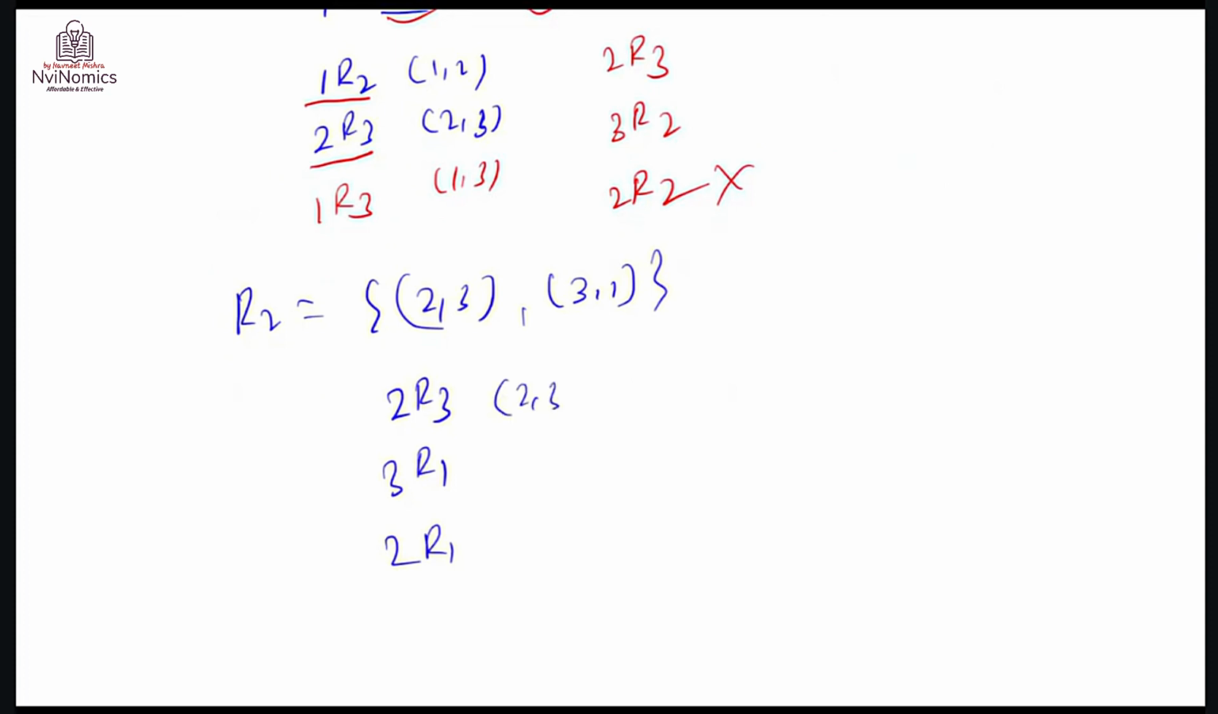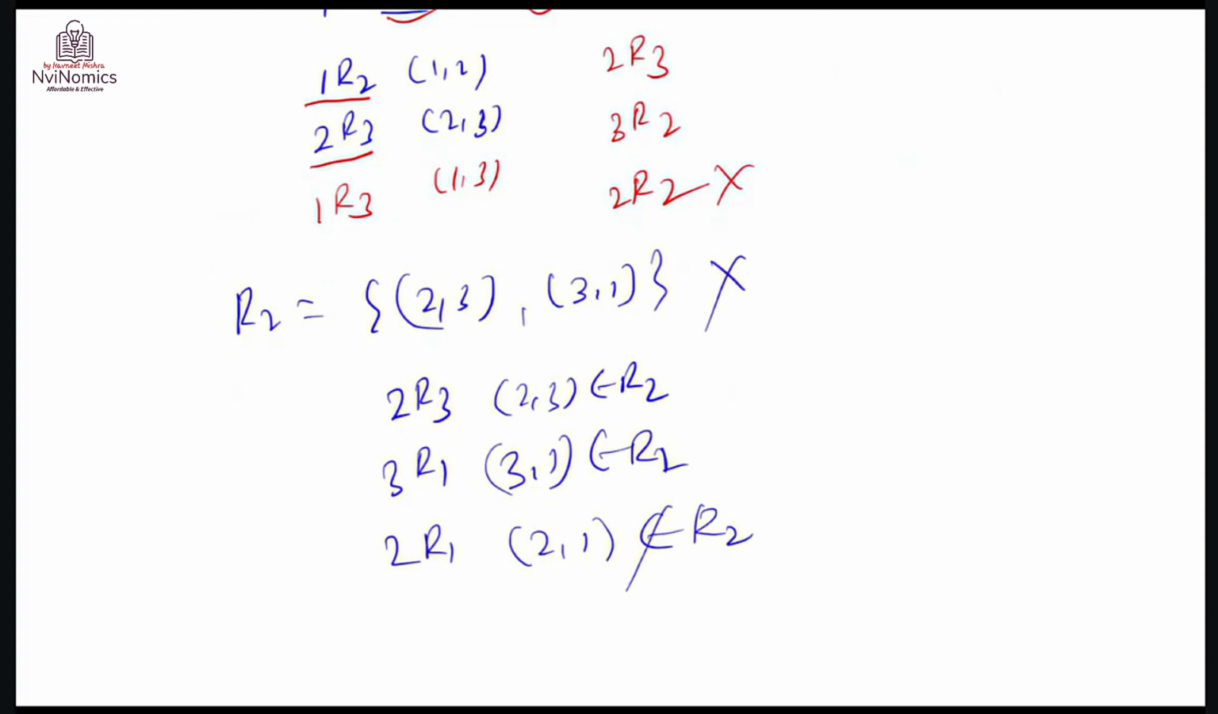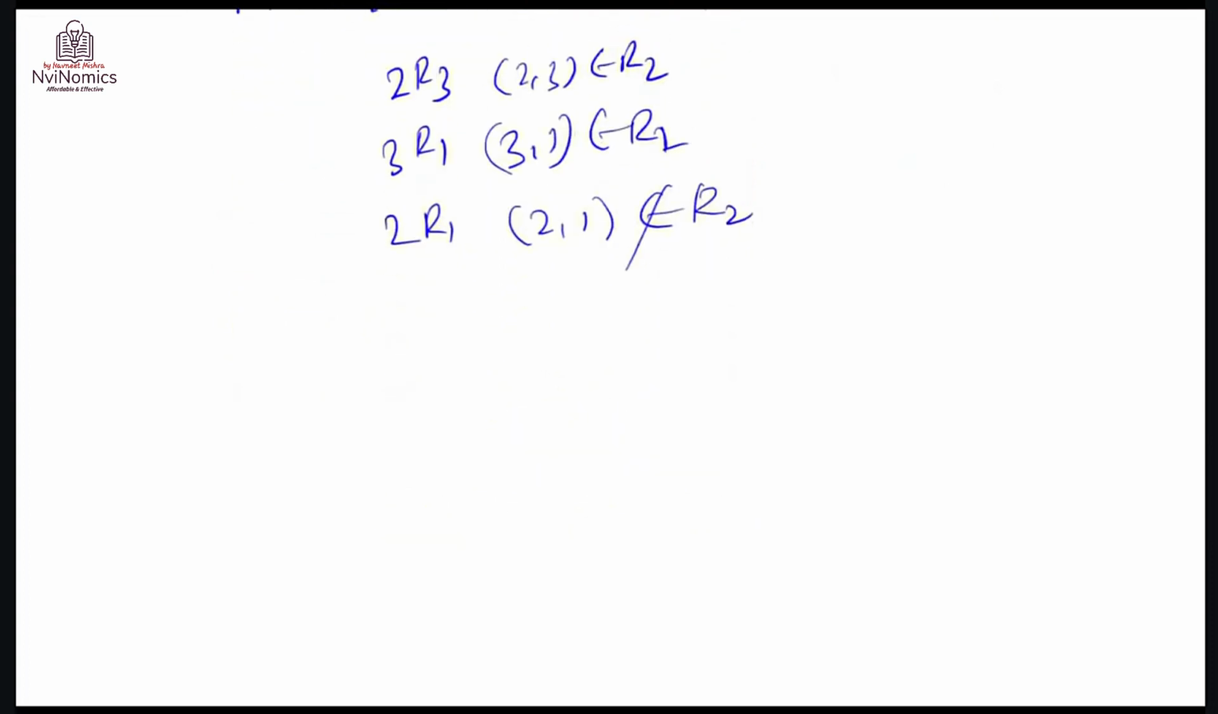Okay, so (2, 3) belongs to R2, yes. (3, 1) belongs to R2, yes. But (2, 1) does not belong to R2. That's why it is not a transitive relation. Okay, now I'll take another relation R3 = {(1, 3), (3, 2), (1, 2)}.